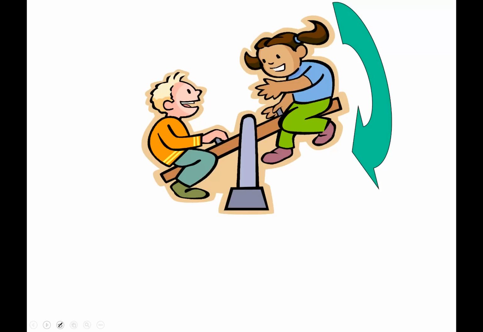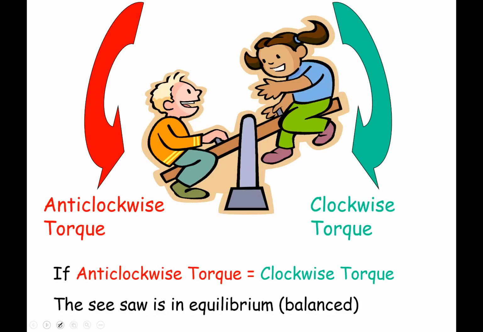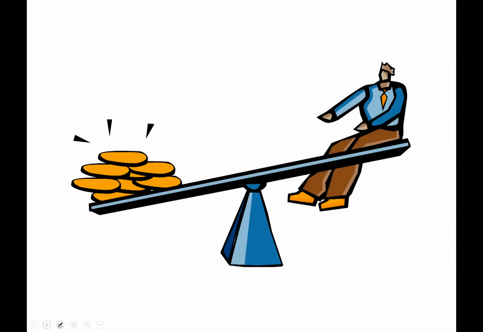So we've already talked about that. So child 1 would be going clockwise. Child 2 would be going anti-clockwise. And those have to be balanced for it to be equal.